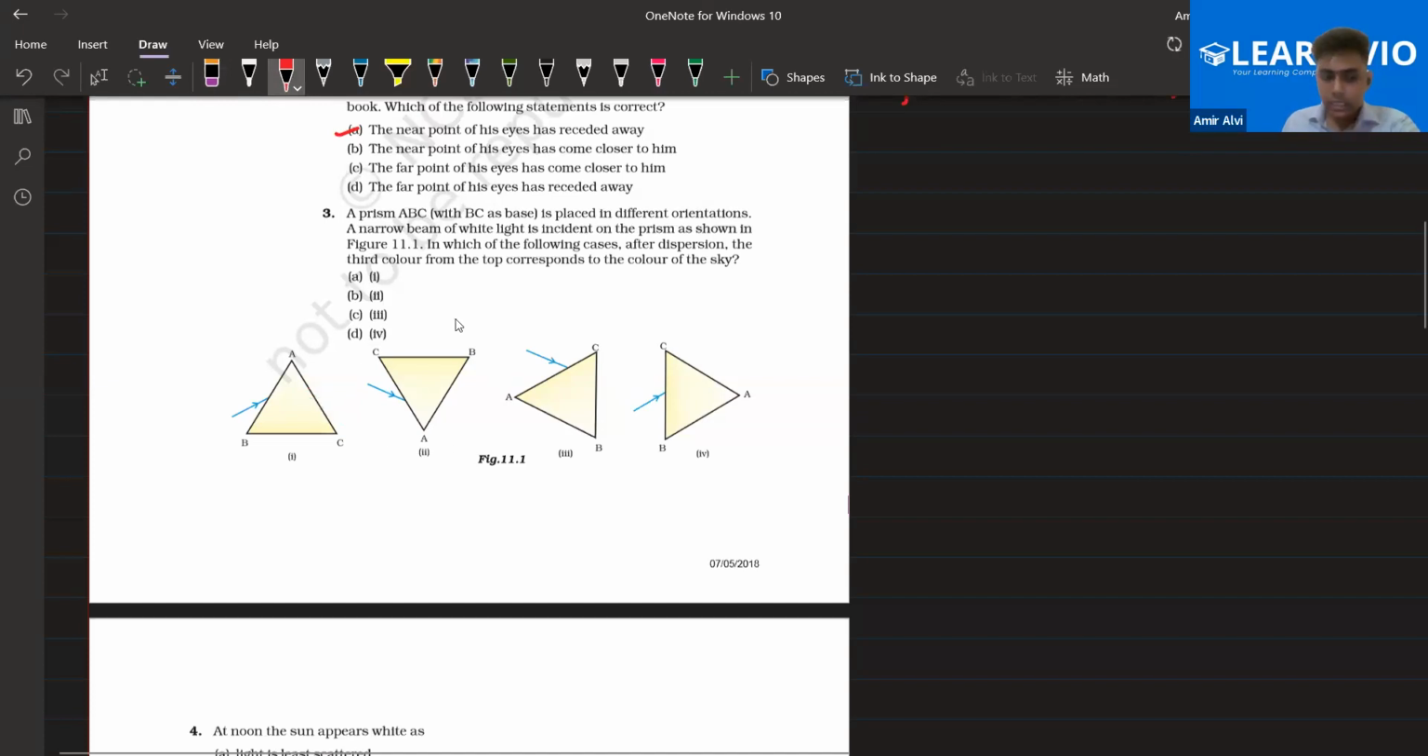So as you can see, this is the inverted option. If I make the light incident, in this case the first color will be violet. Because this is inverted, the maximum deviated wavelength would be violet, because it has the shortest wavelength. So blue color is coming from the third from the top. So option B is the correct one.